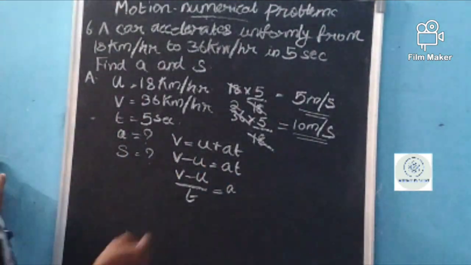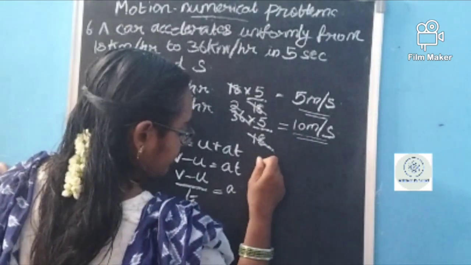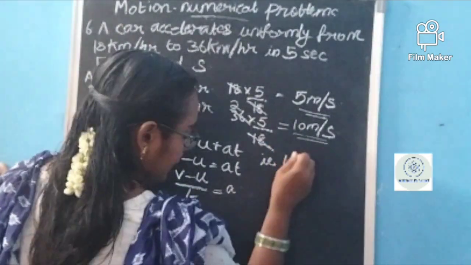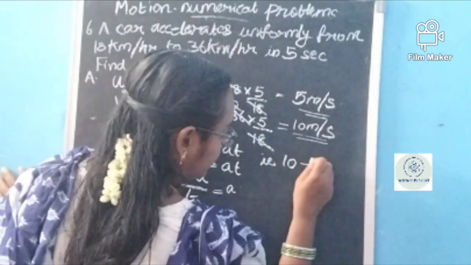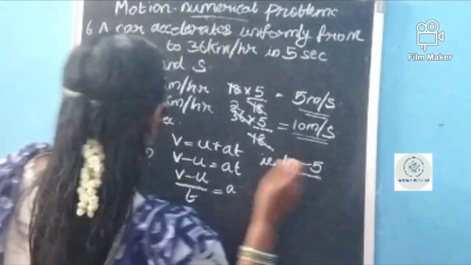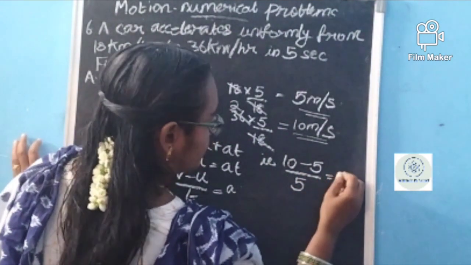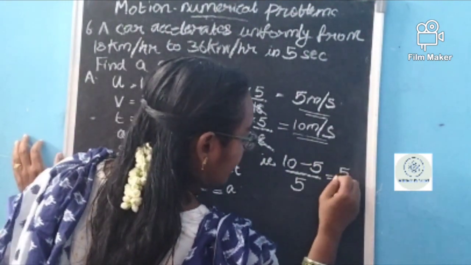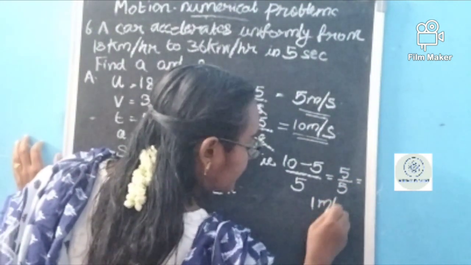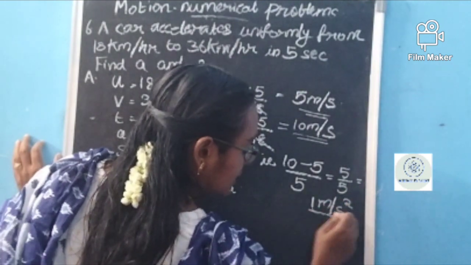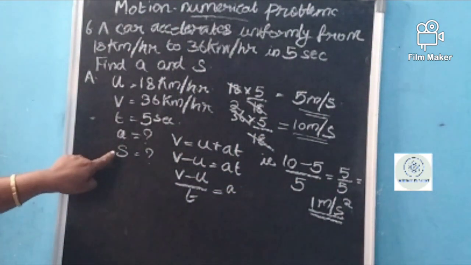Apply it there. What is v over here? 10 minus u, what is u now? 5, divided by the time, which is 5. So that's equal to 10 minus 5 is 5, by 5 is equal to 1 meter per second square. It is the acceleration. We found the acceleration. What is the second step?